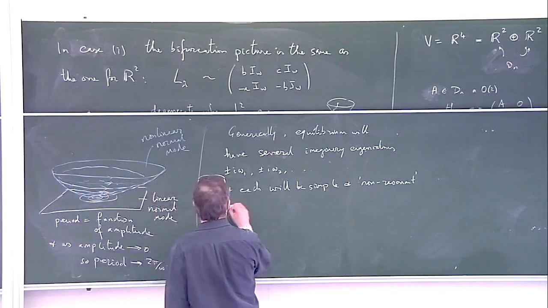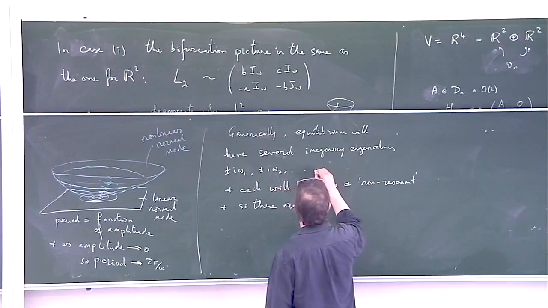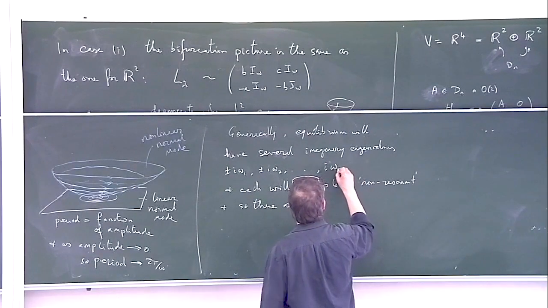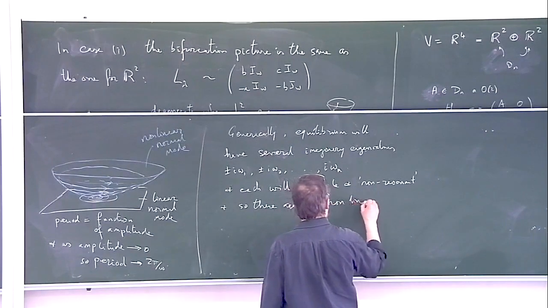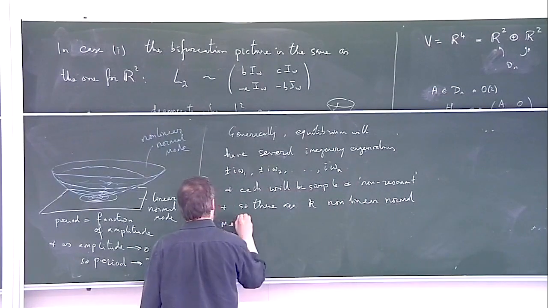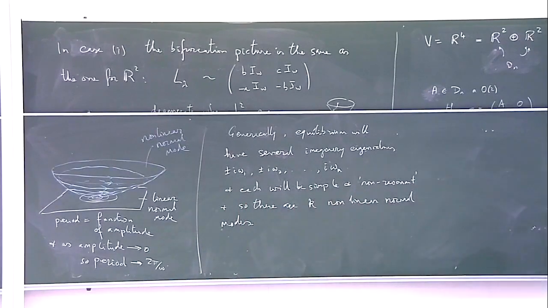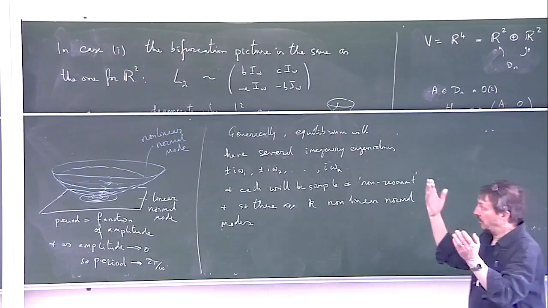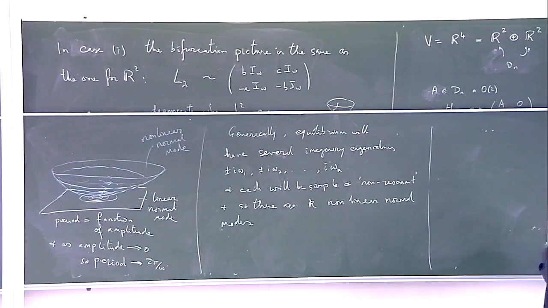And so there are, let's say, i omega k. There are k nonlinear normal modes, one for each of the eigenvalues. So you imagine the space, large dimension space. There are lots of these.